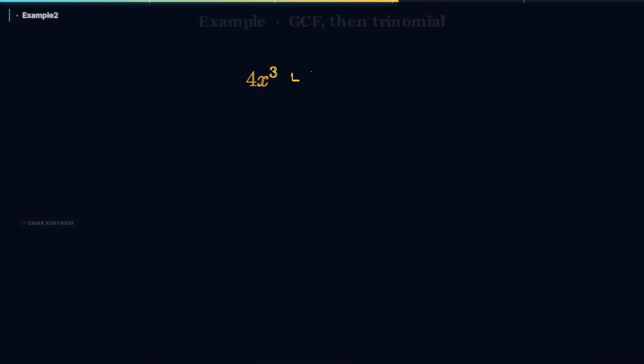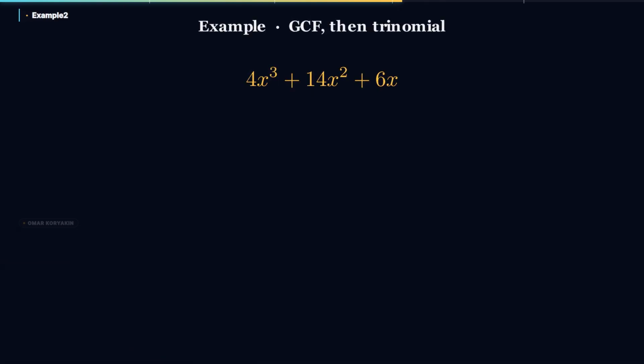Example 2. Factor 4x cubed plus 14x squared plus 6x. 3 terms, but every term has an x and the coefficients all share a factor of 2. Pull out the GCF first. The GCF is 2x. 2 divides 4, 14 and 6. X divides every term. 2x is the largest factor that divides them all. Pulling out 2x leaves the trinomial 2x squared plus 7x plus 3.